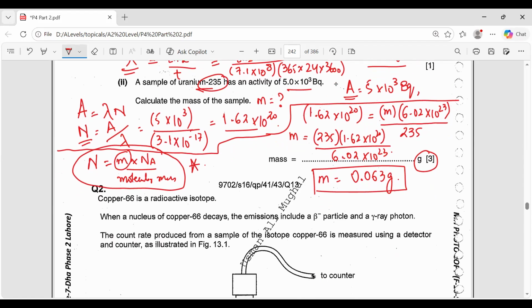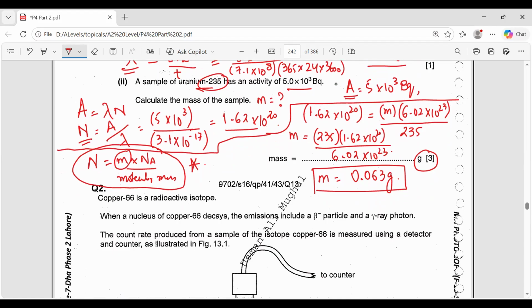Yes, shall I move to the next question? How is it in grams when the SI unit is kg? No, basically this formula is designed with the mass in grams. If we want to convert this into kg, we will divide it further by thousand.